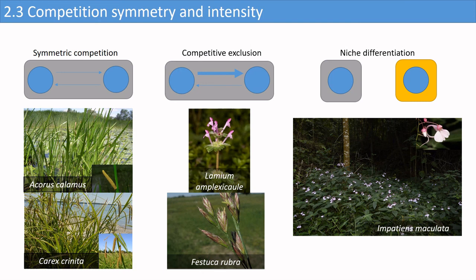So any other species that might have similar light requirements as these trees would be in competition, highly asymmetrical competition for light with the trees, but there is no competition, at least as far as light goes, between Impatiens maculata and the trees that are towering, because they simply don't require the same type of light habitat.